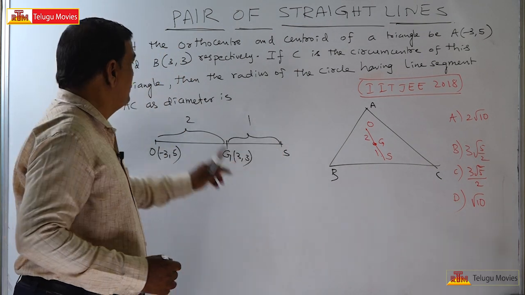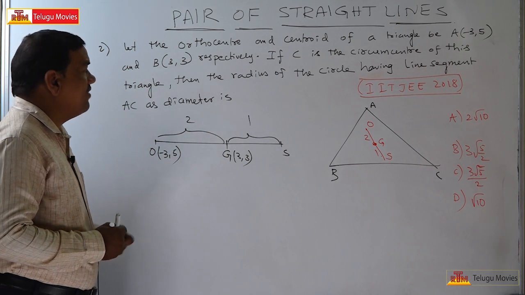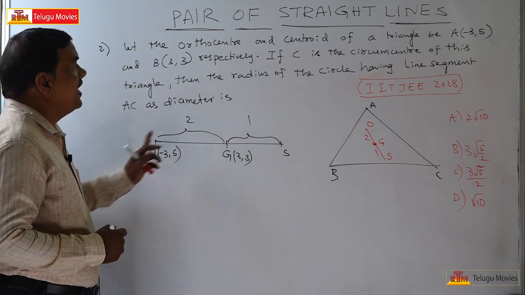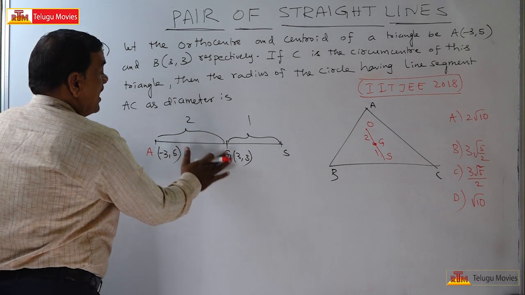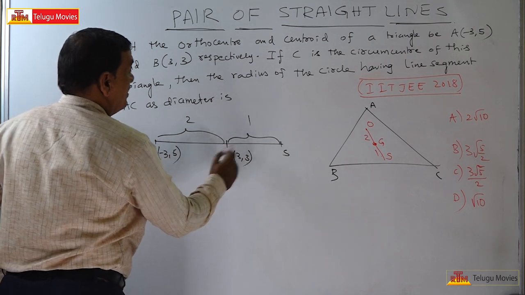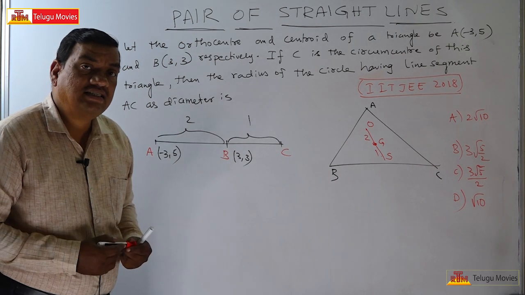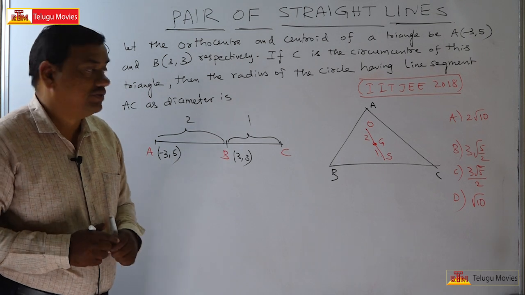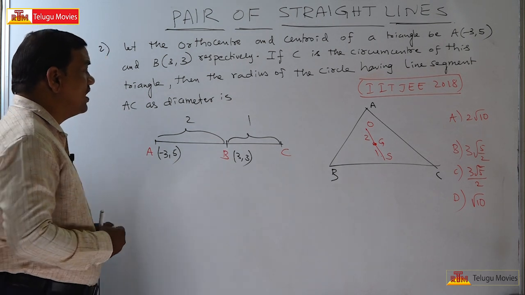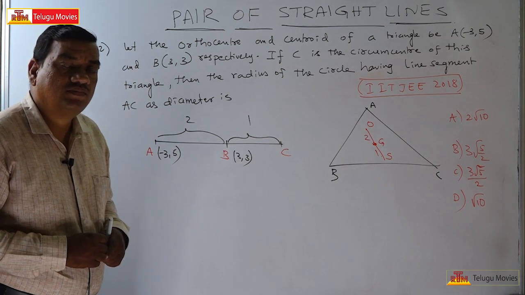The circumcenter of this triangle, then the radius of the circle having line segment AC as diameter. Of course, I will write it down here: A, B and C. AC as diameter. Very, very easy. If you find out the length of AC, the problem will be over.